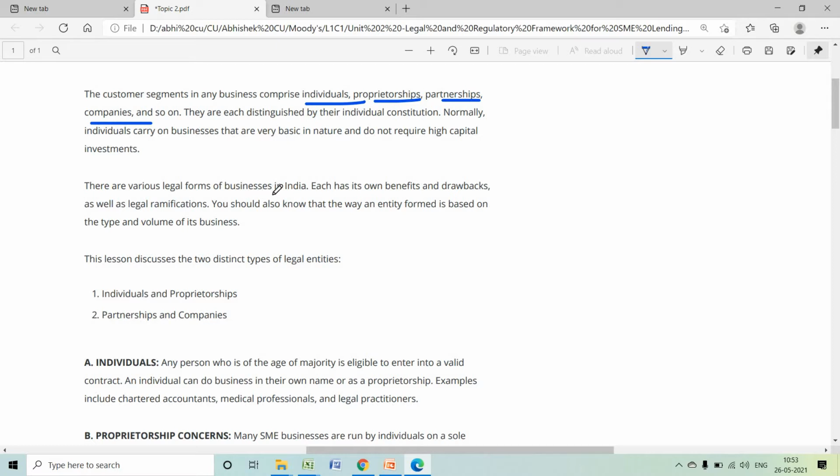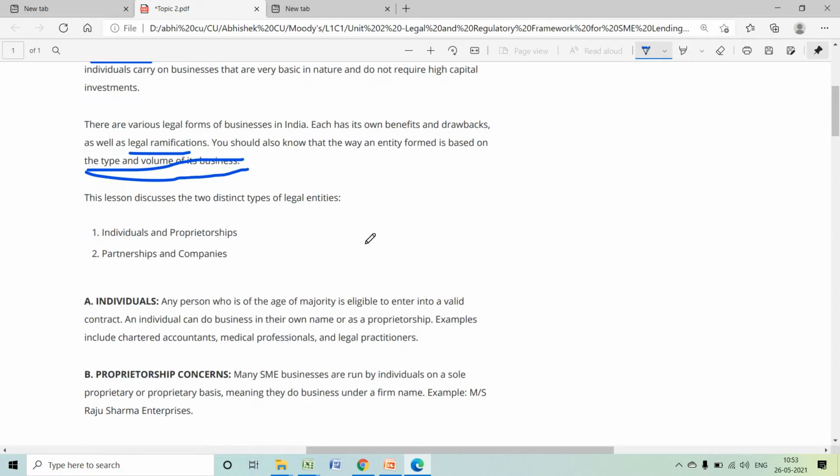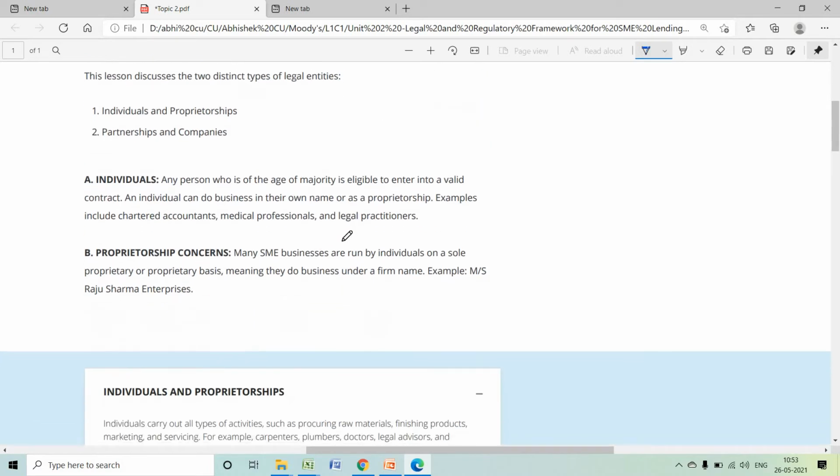There are various legal forms of businesses in India. Each has its own benefits and drawbacks as well as legal ramifications. You should also know that the way an entity is formed is based on the type and volume of business. So it also depends on the type and volume of the business, like what kind of form of business a particular entity is selecting. Now, this lesson discusses two distinct types of legal entities. One is individual and proprietorships, and the second one is partnerships and companies.